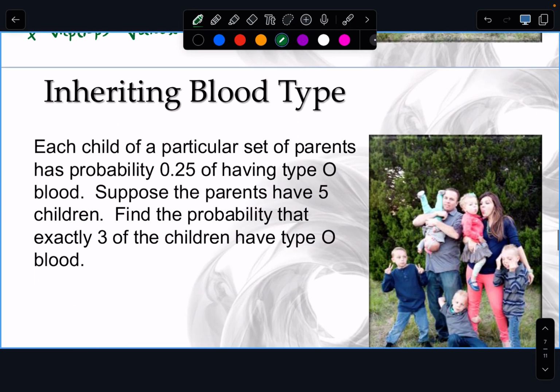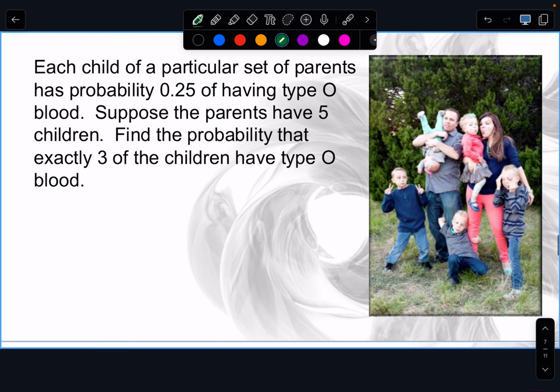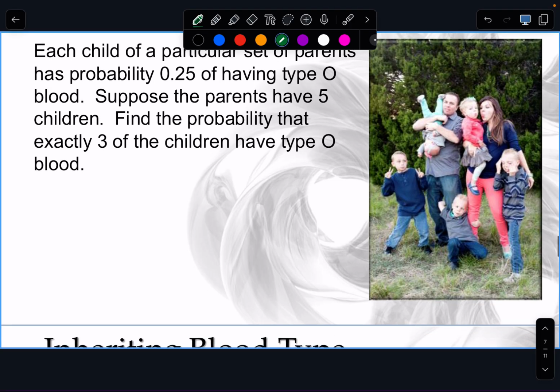If we start talking about the probabilities, though, this was the more complicated formula. So same setting. This time, though, we want to know what the probability that exactly 3 of the children have type O blood.